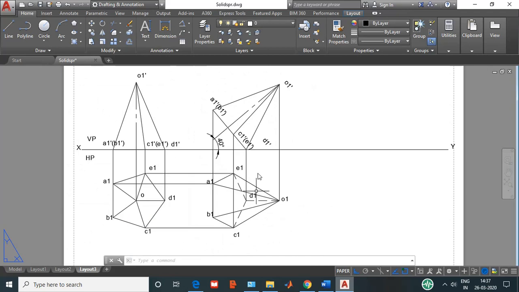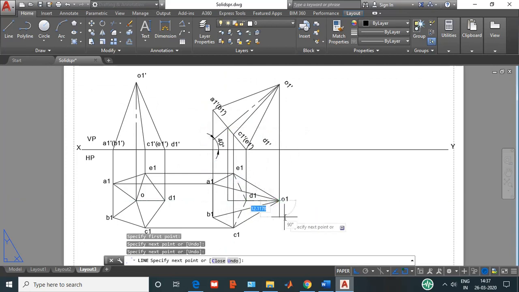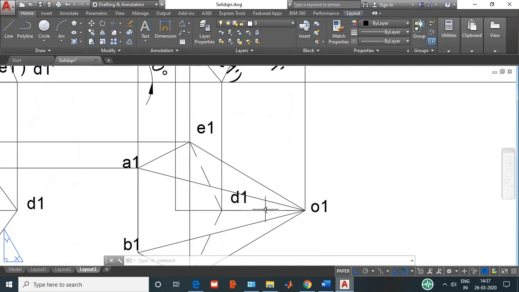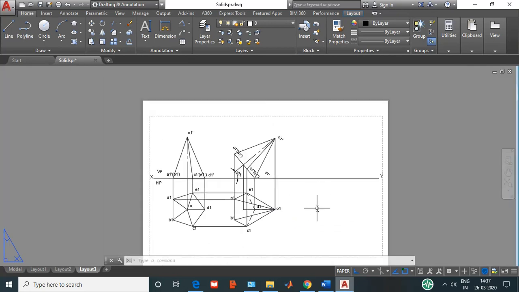Now before you go to the next step, you need to project the axis also. Don't forget the axis. So the axis will come from here to here. So this is the axis line. These two lines are getting merged here, this line and the hidden edge line. That's fine, nothing can be done for that. Okay, now let us come to the third position.